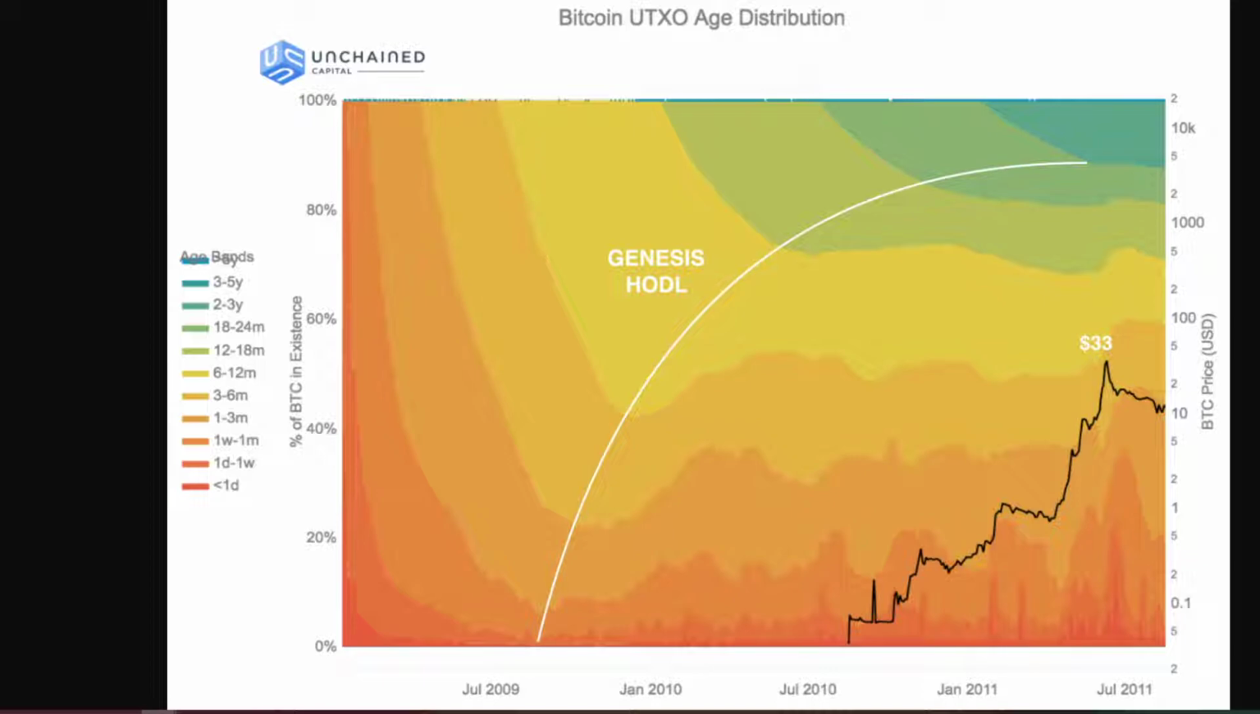Because there was nowhere to sell Bitcoin at the time, the Genesis HODL is one of the clearest HODL waves on the chart. Early miners had no choice but to HODL their Bitcoin and surf the wave. Later HODL waves were much frothier as HODLers could exit into fiat whenever they wanted to.